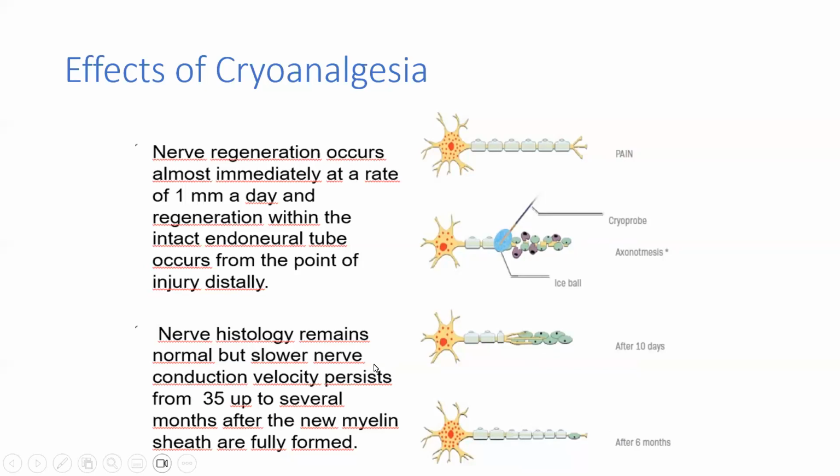So sometimes even if histologically it becomes normal, slower nerve conduction velocity persists for up to several months after the new myelin sheaths are fully formed. That's why we see some cases lasting even beyond that.